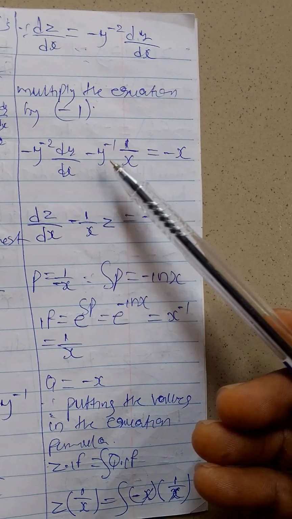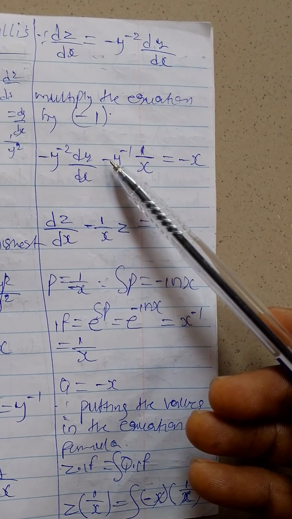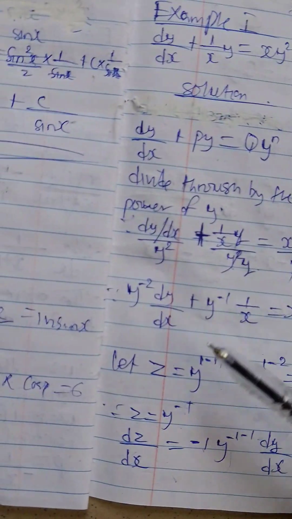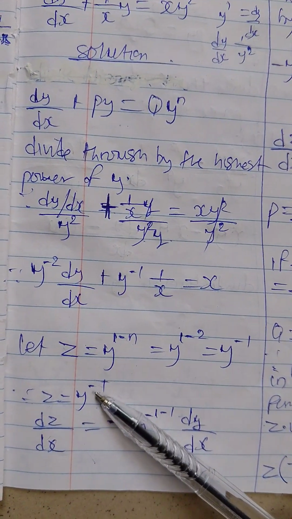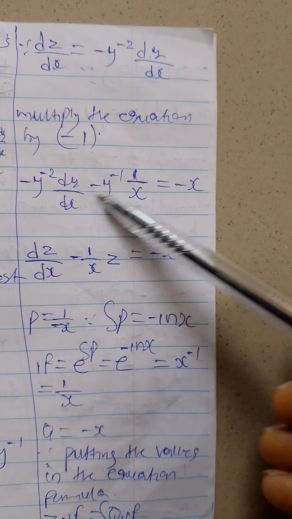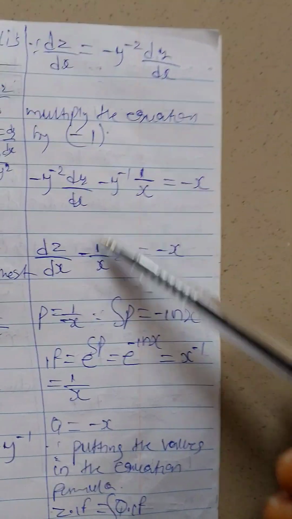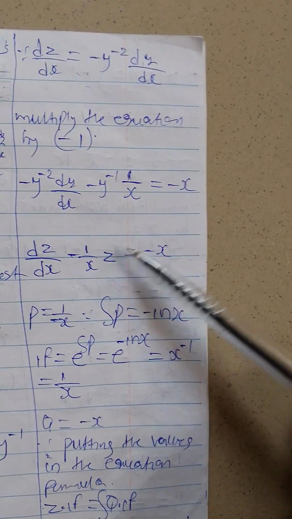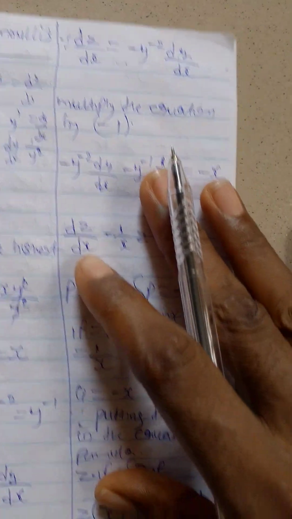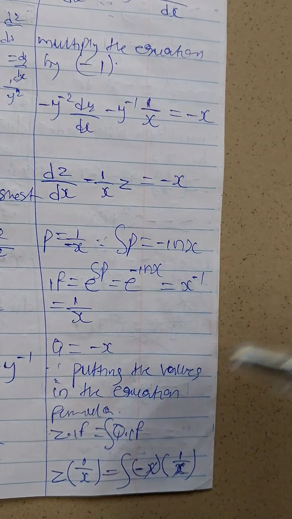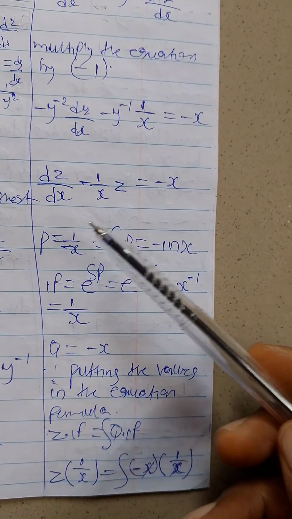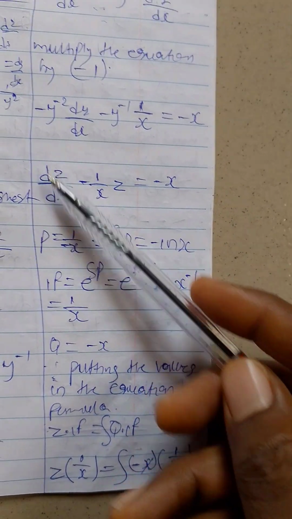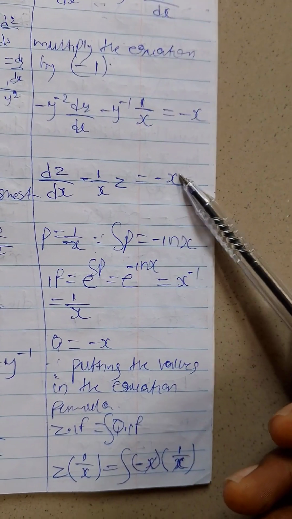Now, here I have y raised to minus 1. So if you check here, z is equal to y raised to minus 1. So I attach this. That becomes 1 over x. This becomes z. Now it is equal to minus x. Okay. Now after doing that, what do you do? That becomes dz over dx minus 1 over x z is equal to minus x.